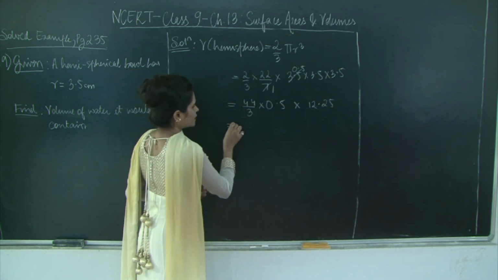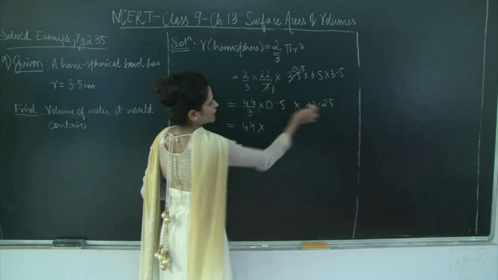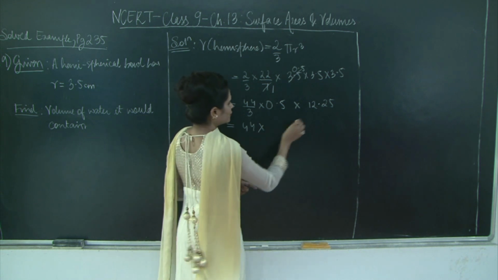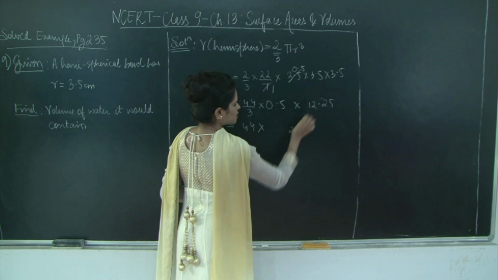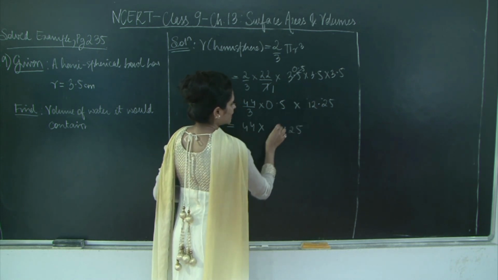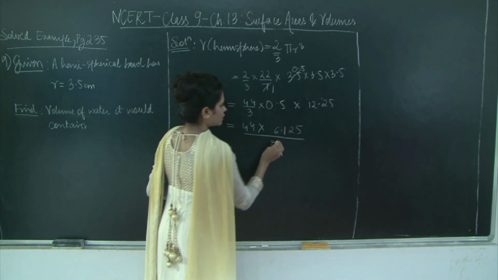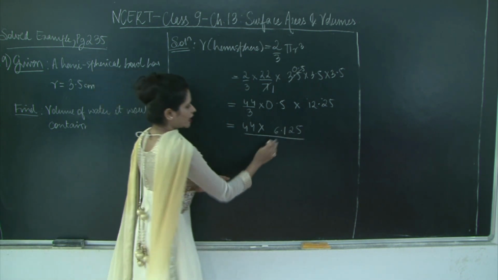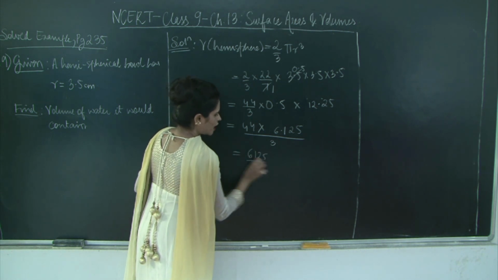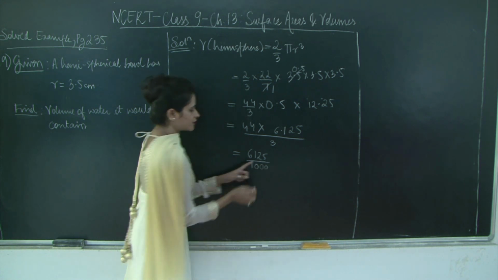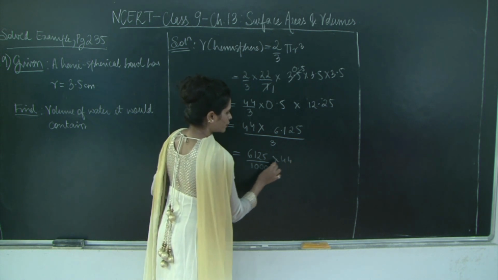Now this can be further written as 44 into 0.5 into 12.25 would be 5 5s are 25, 5 2s are 10 plus 2 is 12, 5 2s are 10 plus 1 is 11, 5 1s are 5, 6. And how many decimal places? 3. Divide by 3. So let's multiply. Now what I'm going to do is rewrite this as 6125 upon 1000 in order to get rid of the 3 decimal places in the numerator, into 44 upon 3.